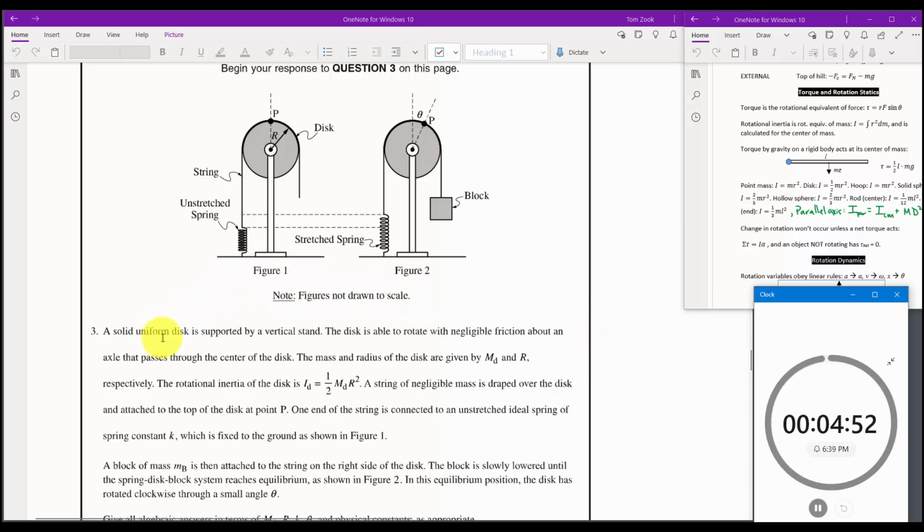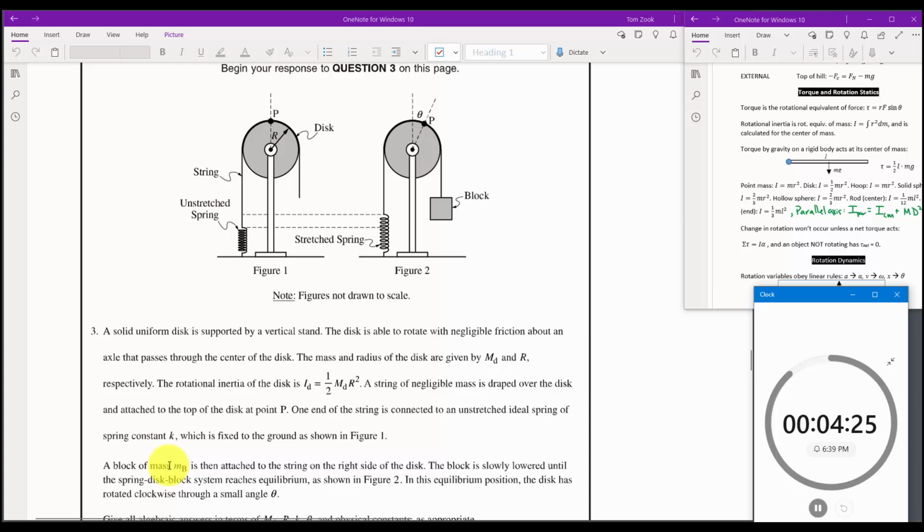This problem did have a lower average score of about 5.5, something like that. So we've got a solid uniform disc supported by a vertical stand. The disc is able to rotate with negligible friction about an axis passing through the center of the disc. The mass and radius of the disc are M_D and R, respectively. The rotational inertia is 1/2 M R squared. The string has negligible mass, draped over the disc and attached at the top point P, so it's tied on there. One end of the string is connected to an unstretched ideal spring of spring constant k.